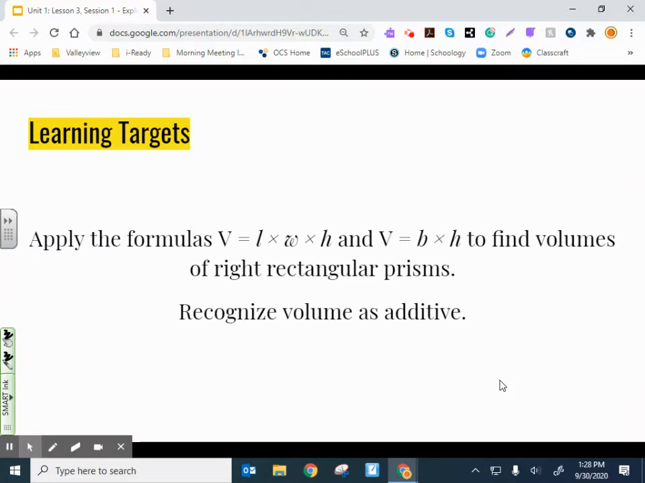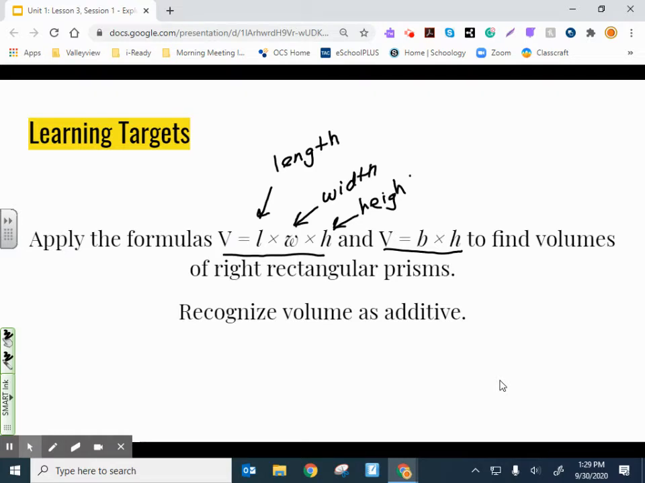So the formulas we'll be using are here. Each of the letters in this formula and this formula right here represent things. Obviously, the V in both of those represents volume. For this first one, the letter L represents the length of your rectangular prism, the W stands for the width, and the H stands for the height.